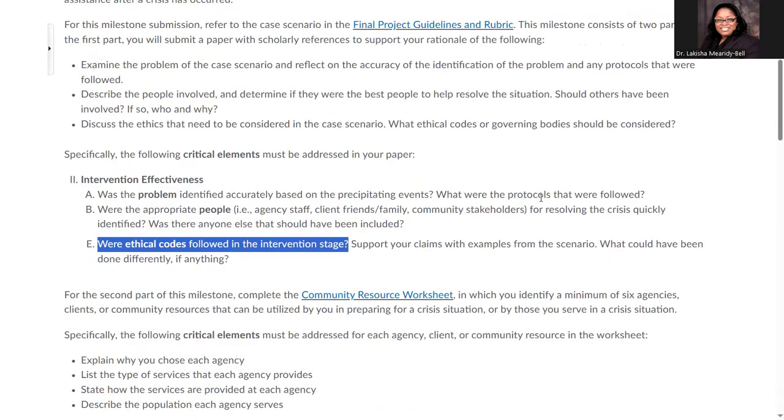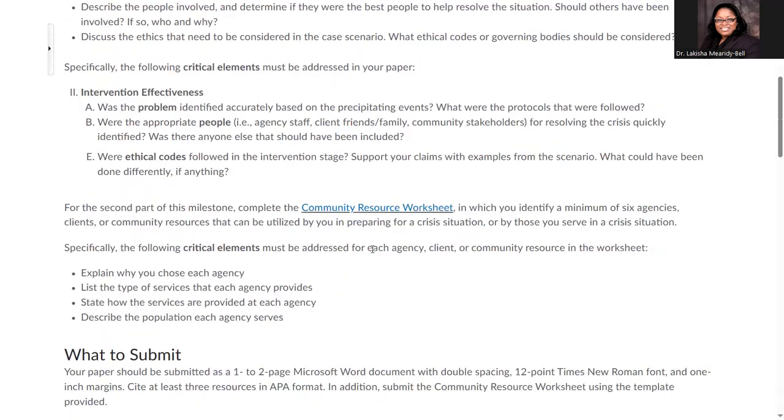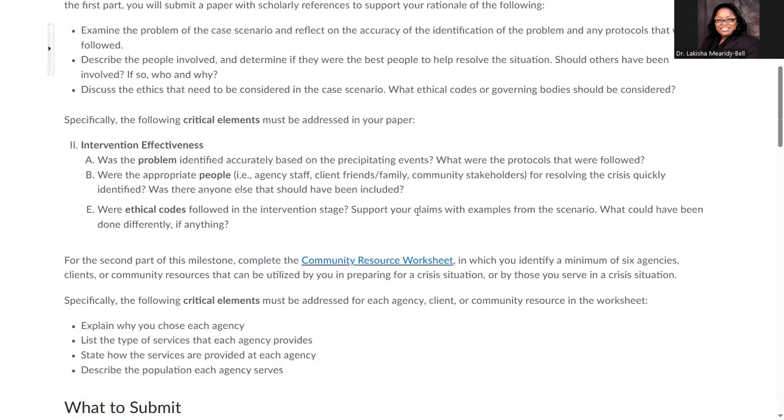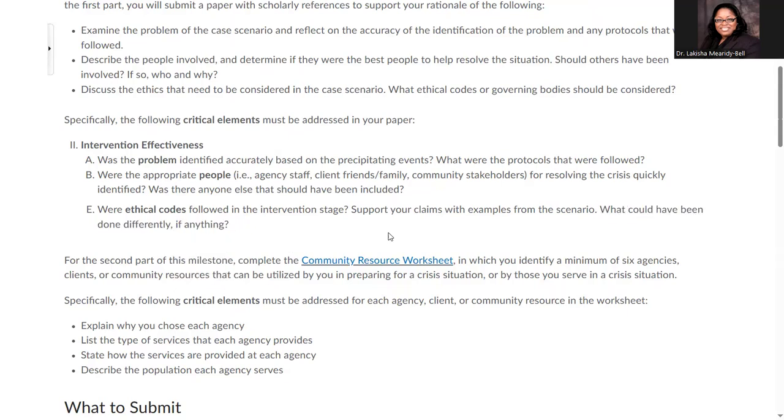So this is where we go back to those scholarly references up here. So definitely support it using research. What did you find in the Shapiro Library or your course text that will back up those claims, those examples from the scenario? And could anything have been done differently based on that case scenario? Make sure that you utilize research to support and validate if it could have or should have not been done differently.